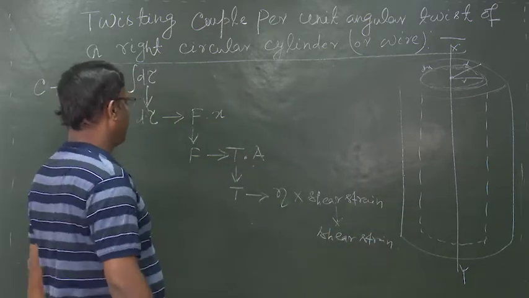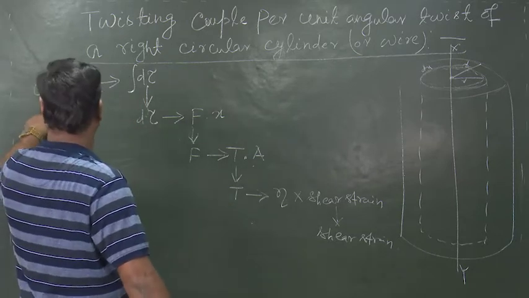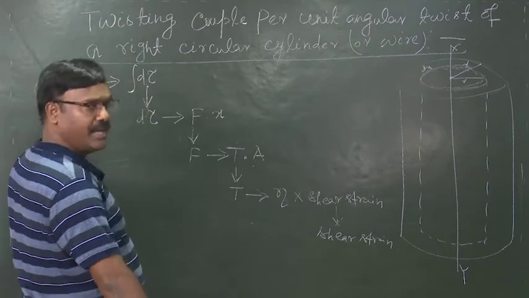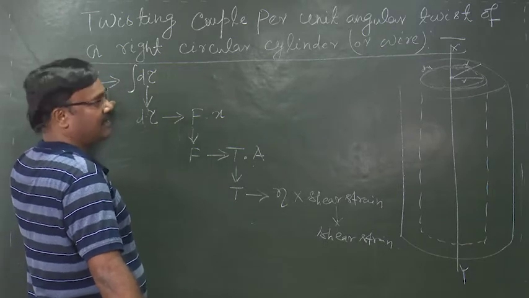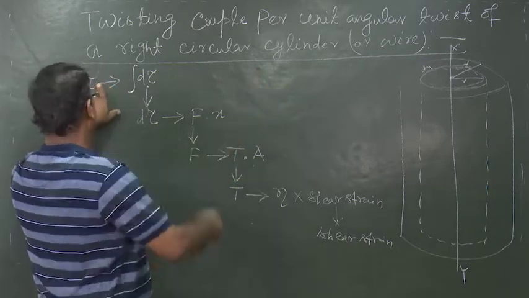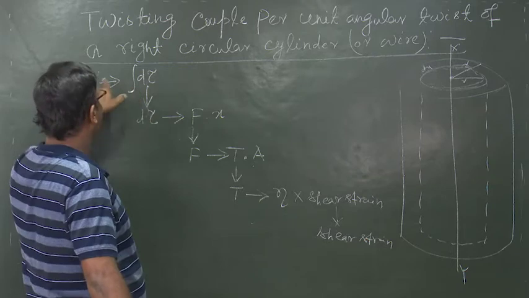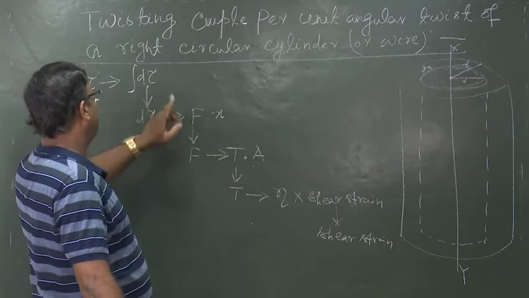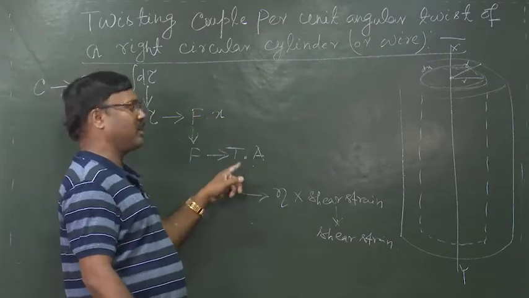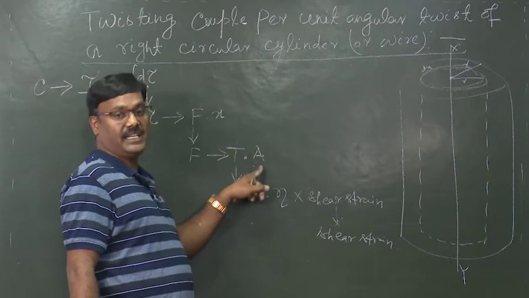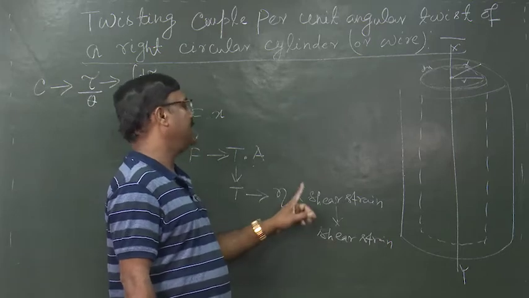This is the trick. Just see the ladder. Our aim is to find the torsional couple per unit angular twist, for which we have to find tau by theta. Tau is the twisting torque. Then to get torque we have to find d tau, and integrating it we will get tau. Then d tau will be obtained from the multiplication of force and distance, and force will be obtained from the product of stress and the area of cross section, and stress will be obtained from the product of rigidity modulus and shear strain.